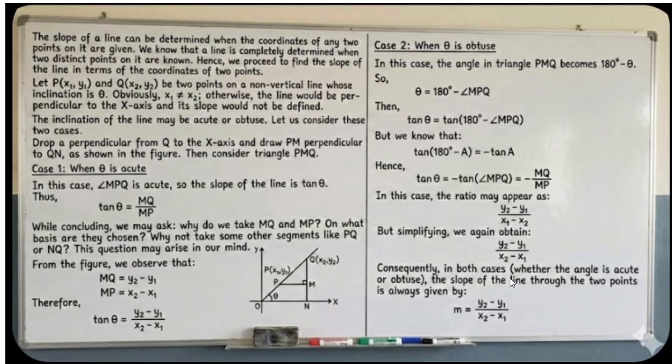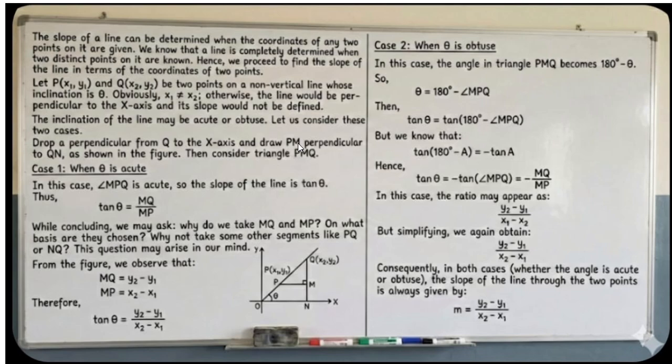Now what we conclude is that whether the angle is acute or obtuse, when 2 points are given, the slope is always given by y2 minus y1 divided by x2 minus x1. Even if you write it as y1 minus y2 divided by x1 minus x2, no problem. By that we can conclude that the slope is given by y2 minus y1 divided by x2 minus x1. This is how to find the slope when 2 points are given.